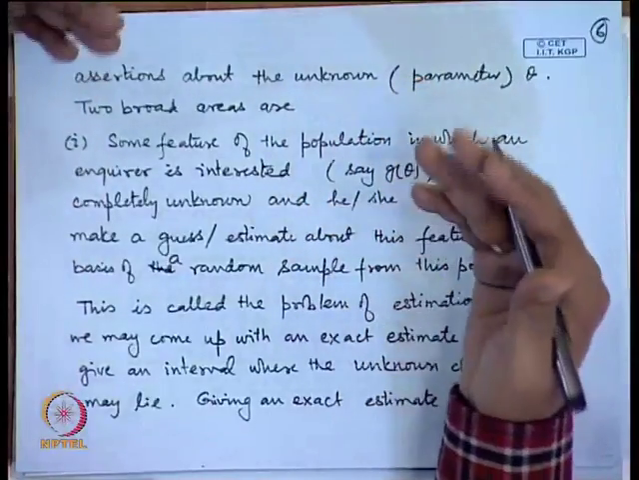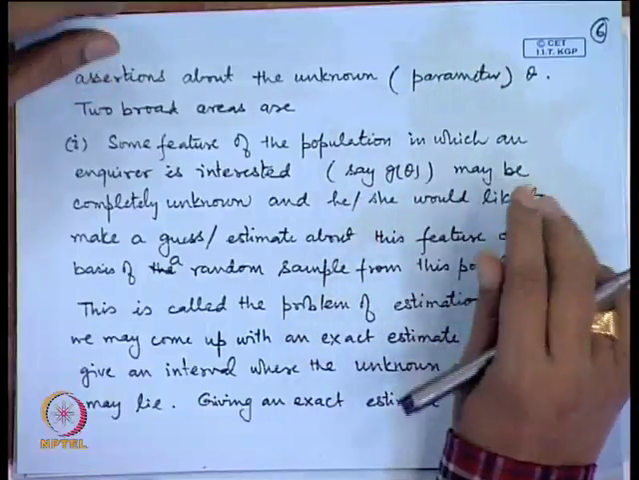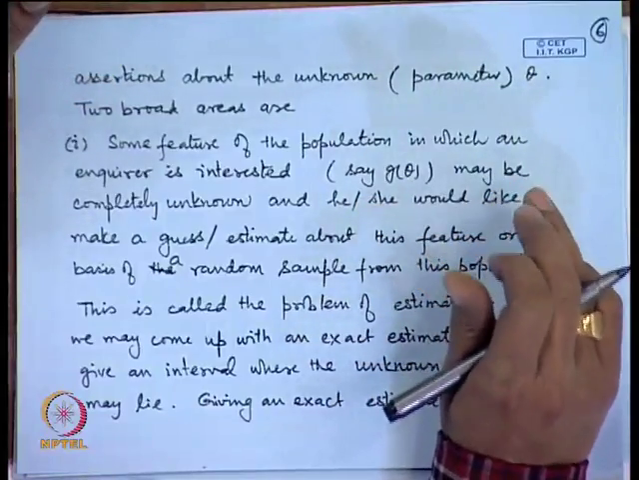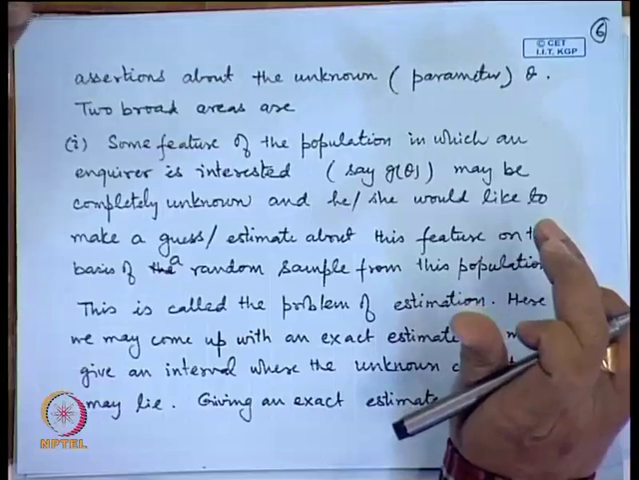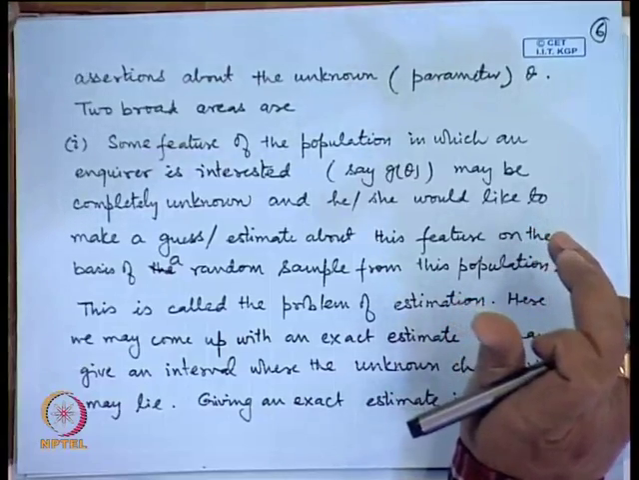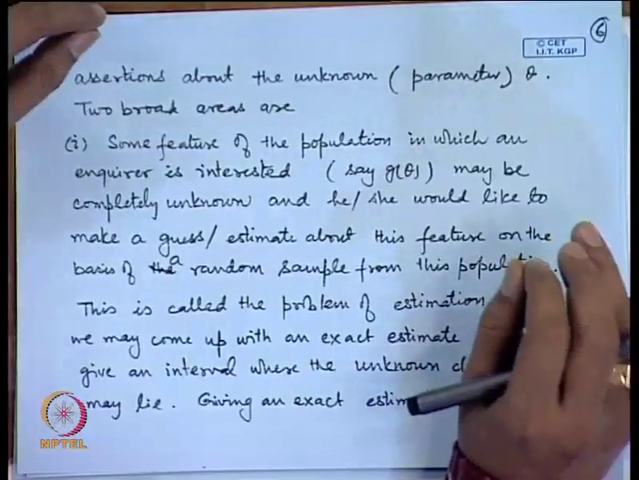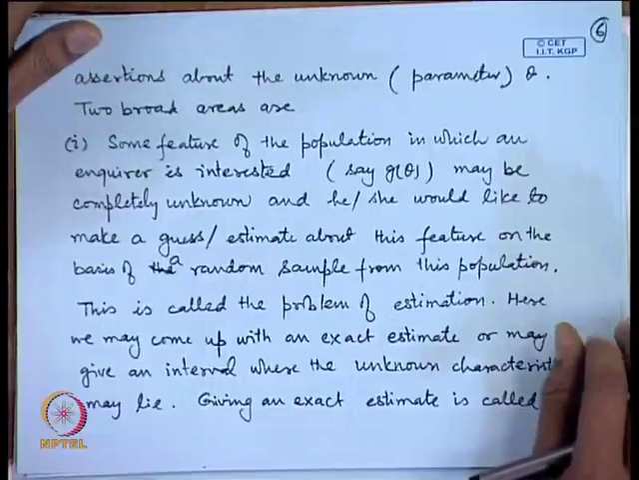Here we can break this up into two broad areas. One is that some feature of the population in which an experimenter or inquirer is interested, let us say g(theta), may be completely unknown, and the experimenter would like to make a guess or estimate about this feature on the basis of a random sample from this population. This is called the problem of estimation.